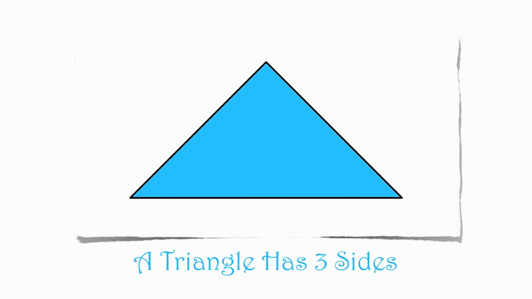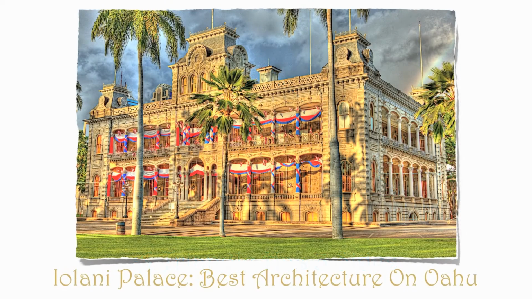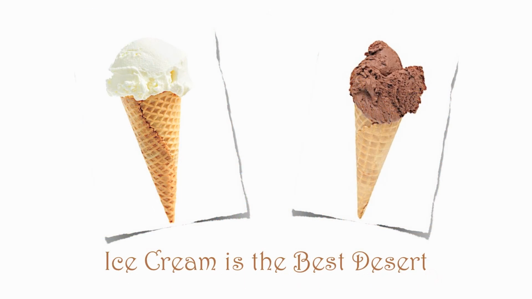How about a triangle has 3 sides? Is that a truth? Yeah, sure it is. That applies to everyone. Iolani Palace, best architecture on Oahu. Well, Iolani Palace does have some very unique architectural features, both inside and out. But it being the best architecture, that would be an individual thing and would fall under taste, right? Yeah. How about this one? Ice cream is the best dessert. This is clearly a matter of personal preferences and taste, right? Though I'm personally surprised that it's not a universal truth that applies to everyone.